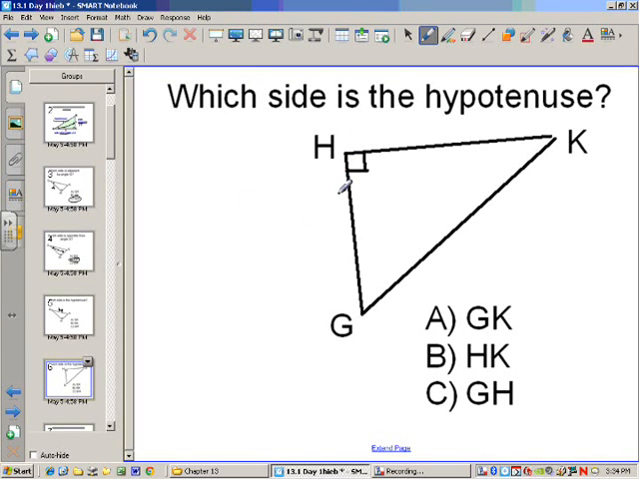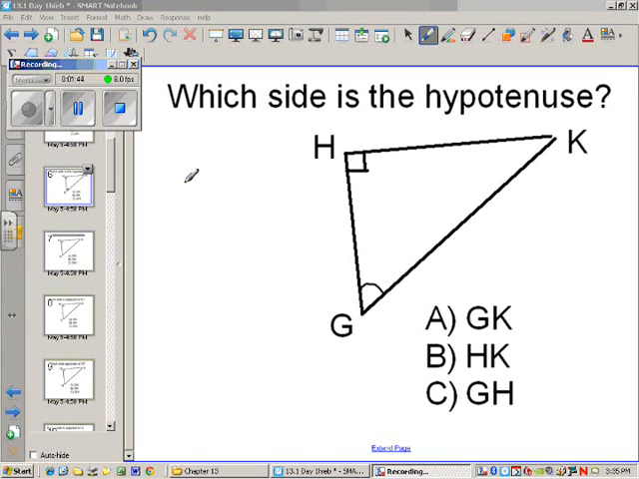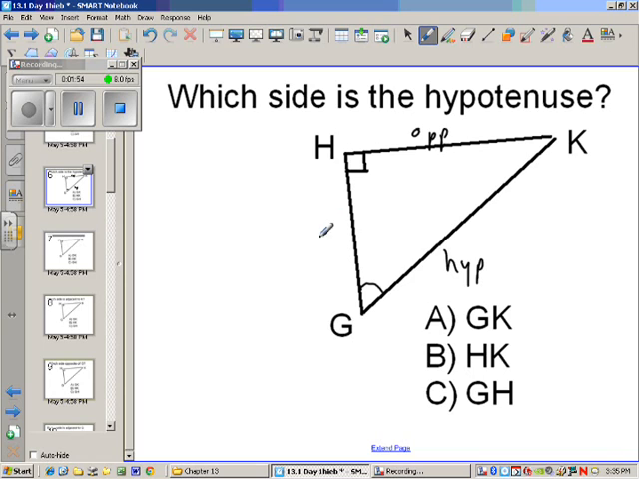Now in this situation, I want you to pause the video and think about which side is the hypotenuse and which sides are opposite and adjacent from angle G. Alright, now hypotenuse is going to be this one over here because it's opposite of the 90 degrees. Opposite of G would be HK. Adjacent of G would be this third side, GH.